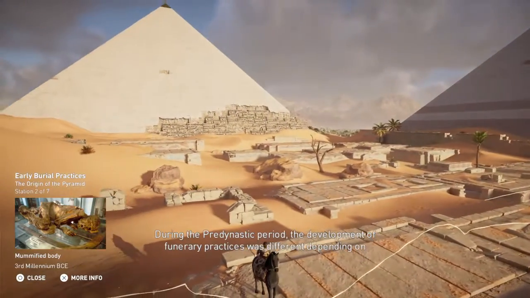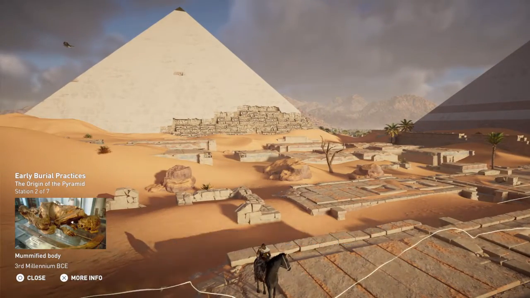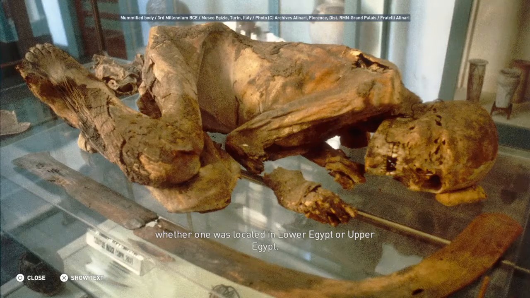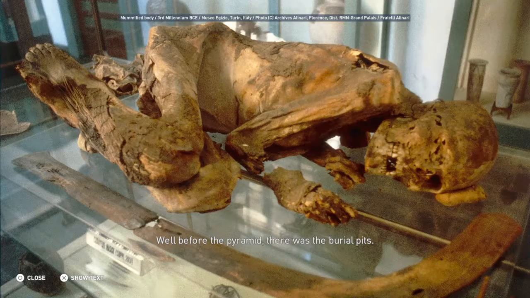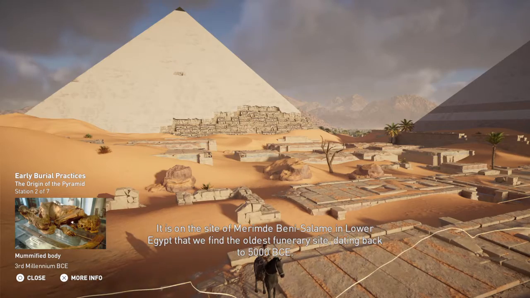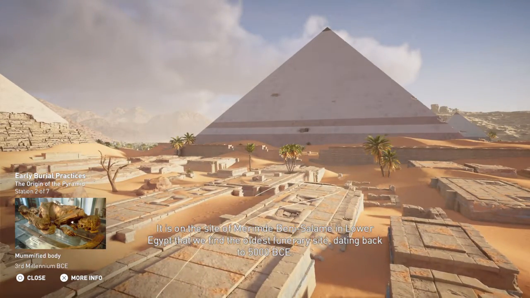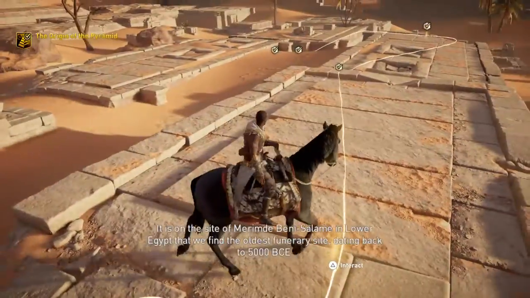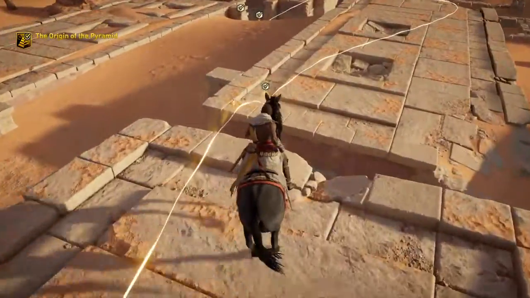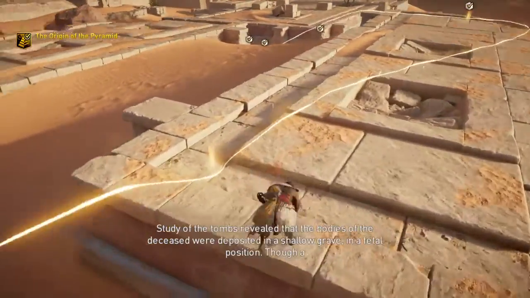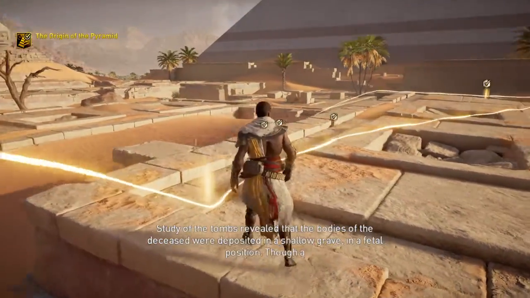During the pre-dynastic period, the development of funerary practices was different depending on whether one was located in Lower Egypt or Upper Egypt. Well before the pyramid, there were burial pits. It is on the site of Merimde Beni Salameh in Lower Egypt that we find the oldest funerary site, dating back to 5000 BCE. Study of the tombs revealed that the bodies of the deceased were deposited in a shallow grave, in a fetal position.